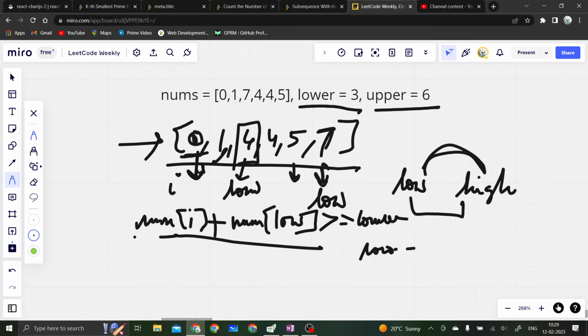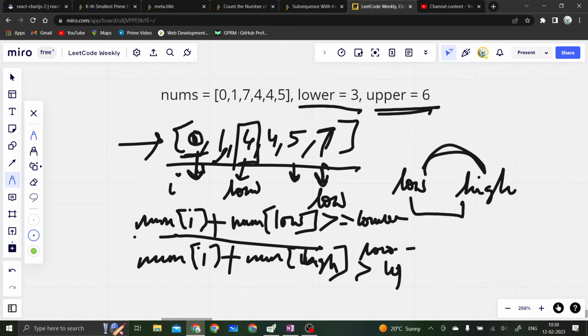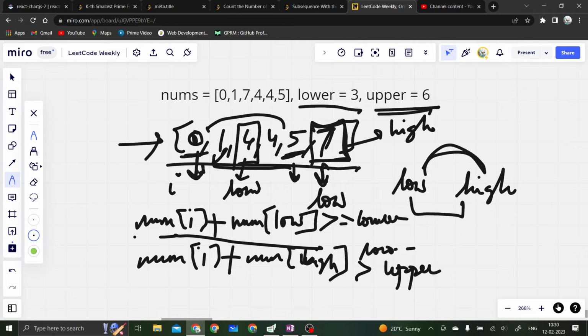Now we will calculate our upper bound, so which will be nums of I and nums of high, let's say, right, it should be greater than this upper value, right? So if we calculate it, our high will only be here, because here it will become false, right? Because 5 is less than 6, 5 plus 0, right? So here we have 5, so our high will be pointing here. So if you see, all the pairs that you form in this particular range, right, they are our valid pairs.